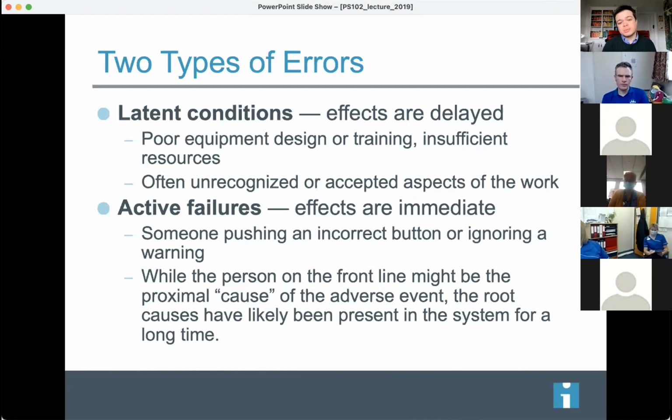So, for example, if somebody pushed the incorrect button or ignored a warning sign, those would be examples of error. While the person on the front line might be the proximal cause of the adverse event, the root cause is likely to be present in the system for a long time. So it's sometimes obvious who the person is who has caused the error, but in order to find out the underlying reasons, one thing that we use in healthcare is root cause analysis, which is one of the gold standard tools to try and identify the root cause.